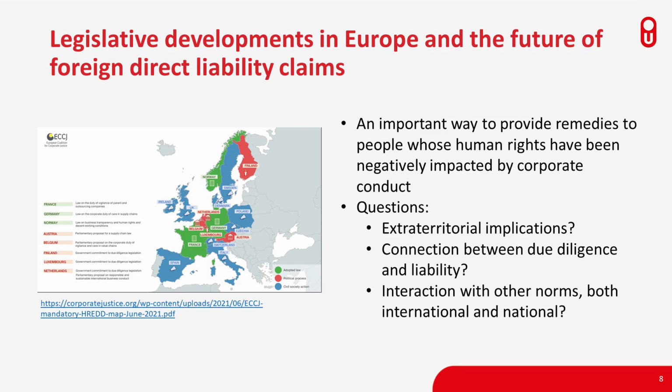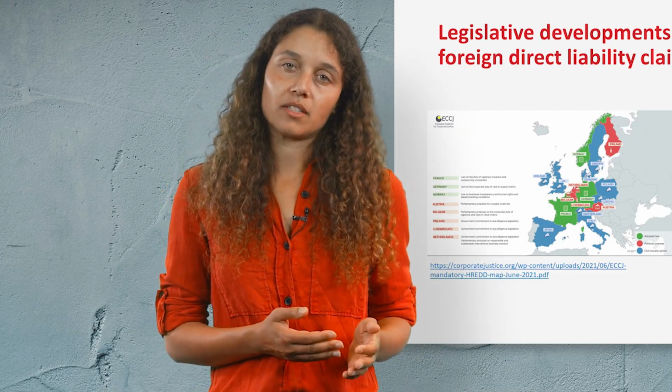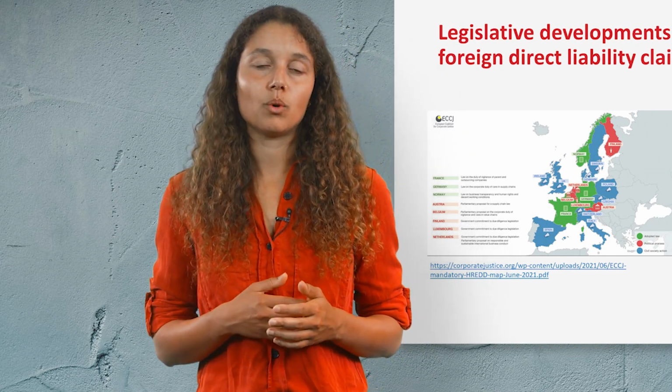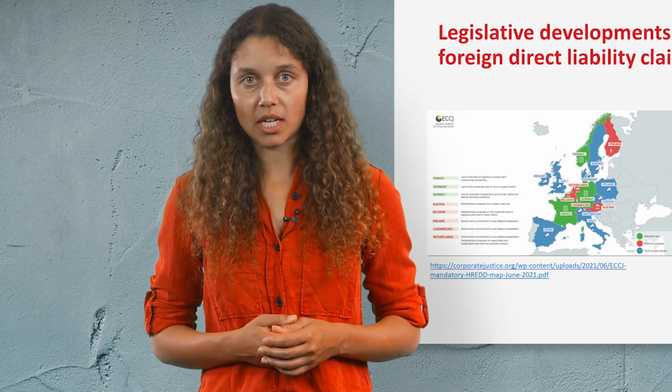So as nicely mapped by the European Coalition for Corporate Justice, we see that laws and calls for action to implement mandatory corporate human rights due diligence are on the rise in Europe. And the developments and merits of this trend are discussed elsewhere in the lecture series. But what becomes clear when looking at the content of these laws and proposals is that at least a number of these new or developing laws include a civil cause of action.